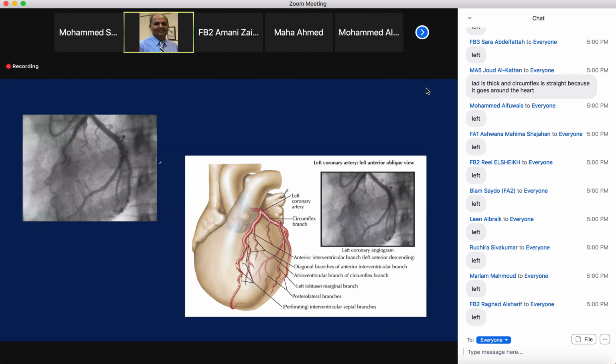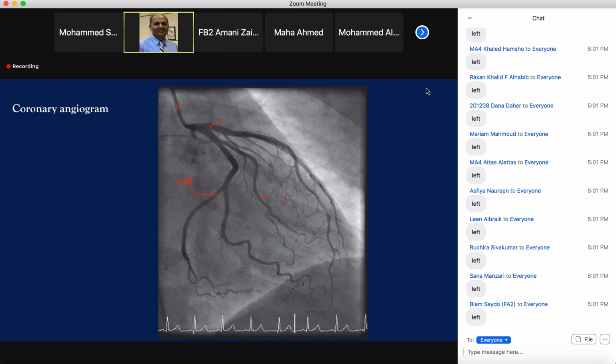I told you when it comes, it divides into circumflex. It becomes LAD. And then what should this be? Marginal. So what rocket science is here? Is it easy or difficult? Do you need any further explanation on these angiograms? Now I'm sure everybody can handle the angiograms. Can you? Okay, guys. Okay, let's proceed.